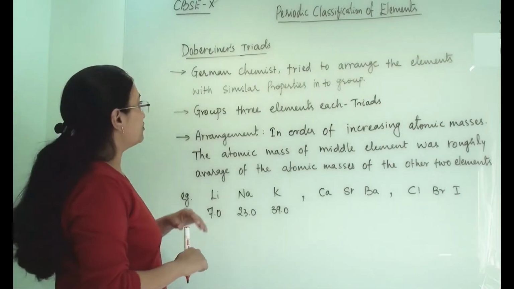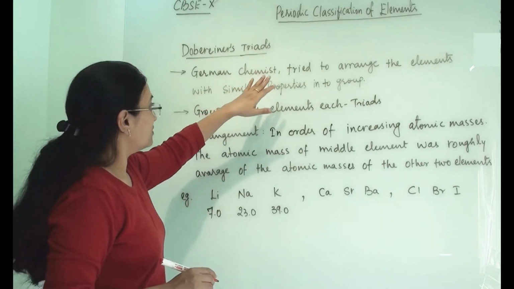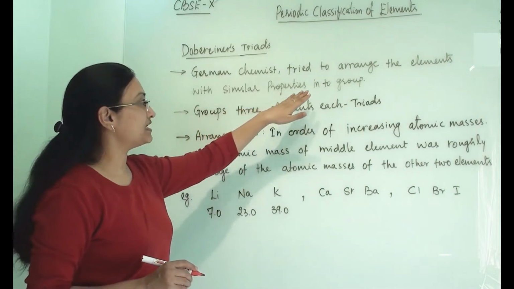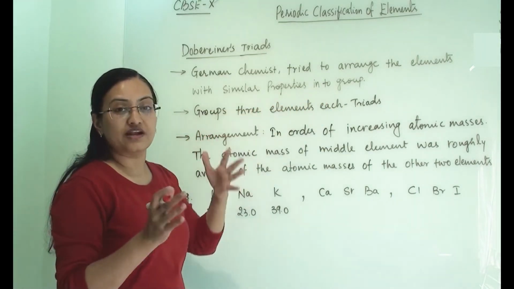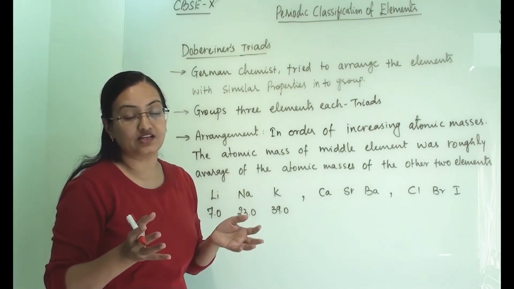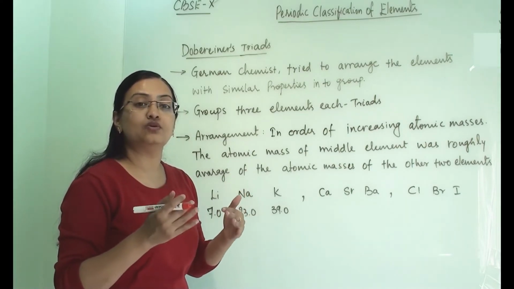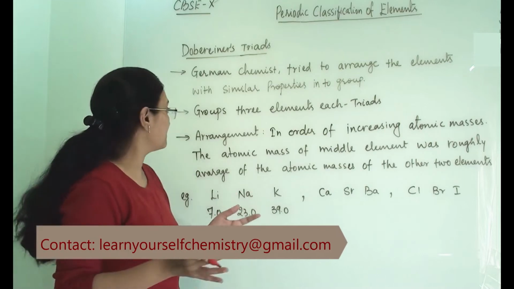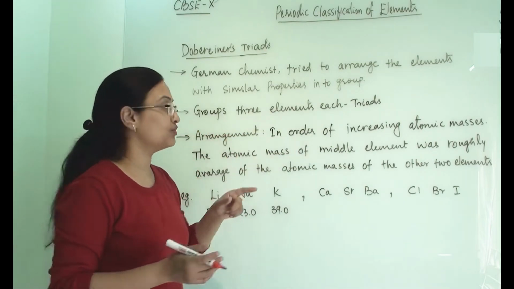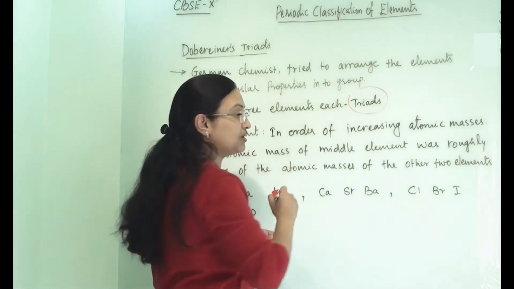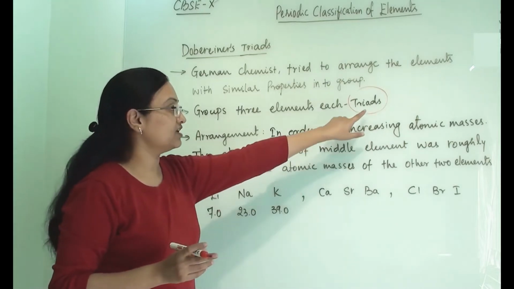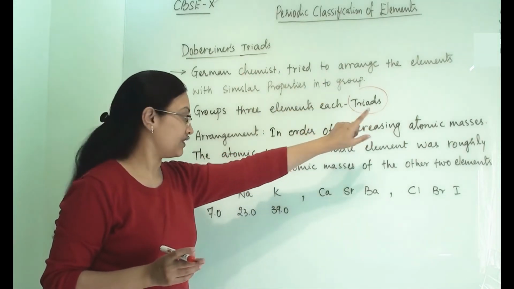Döbereiner was a German chemist who tried to arrange elements with similar properties into groups. He tried to arrange whatever elements had been discovered at that time into specific groups. Each group had 3 elements, and that's why it was known as a triad, because in each group he placed 3 elements. So that's why it was known as Döbereiner's triads.